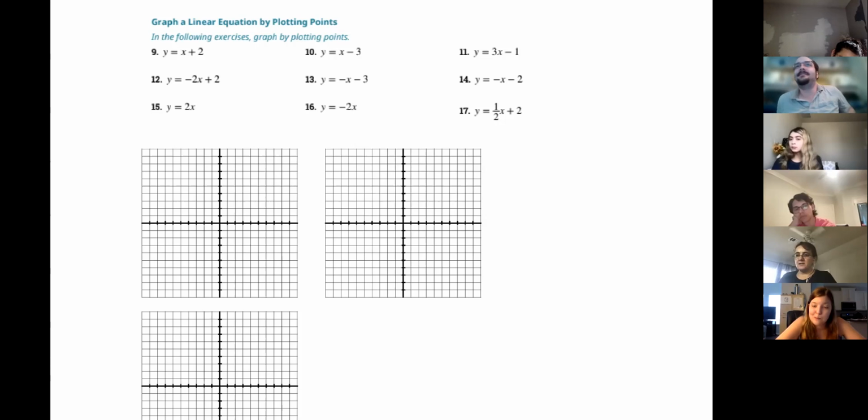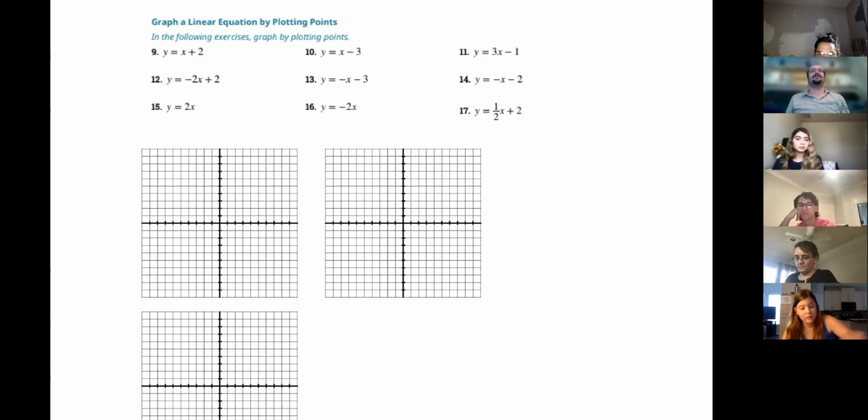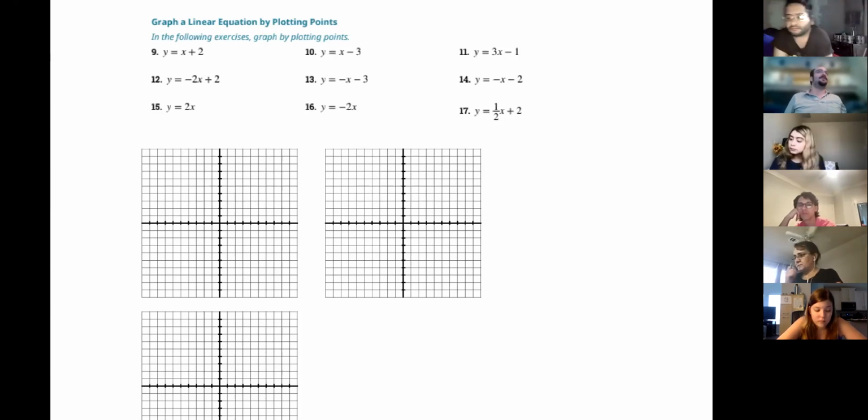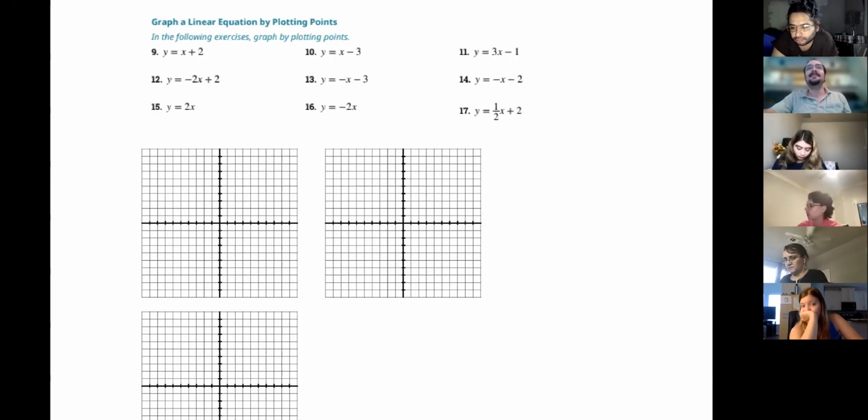Because in this exercise for number 11, I did just 2 points, like 0, -1, and 1, 2. You should probably get a 3rd point just to make sure you're drawing it straight if you're drawing it by hand. Okay. Thank you. But I know in the book they did it with just the 2 intercept points and they drew lines with just the 2 intercept points. So technically you do need only 2 points. The 3rd one's just for beauty, right?